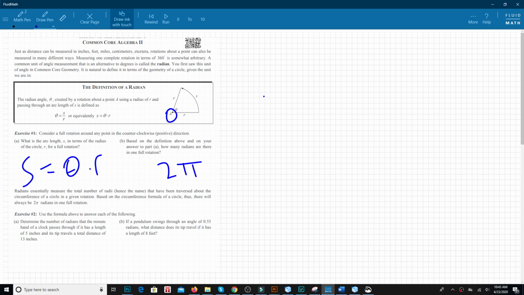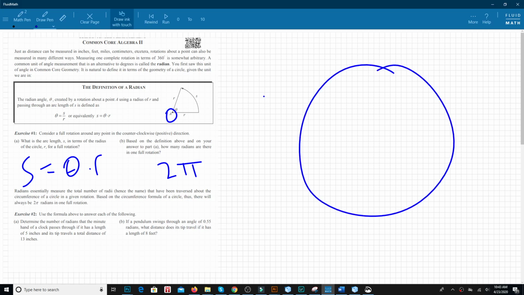So now, exercise 2 says determine the number of radians that the minute hand of a clock passes through if it has a length of 5 inches and travels a total distance of 13 inches. So let's give ourselves a little clock right here. We have the hour hand right here, and we have the minute hand. So this is the minute hand, and this is the 5 inches right here, and it travels a total distance of 13 inches.